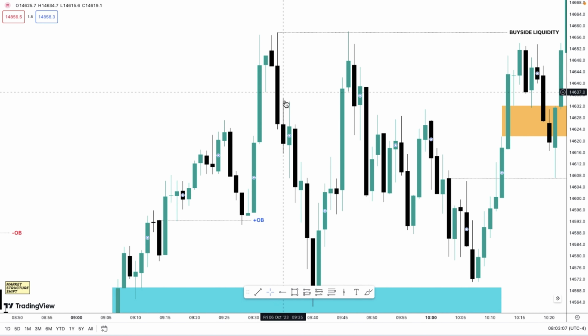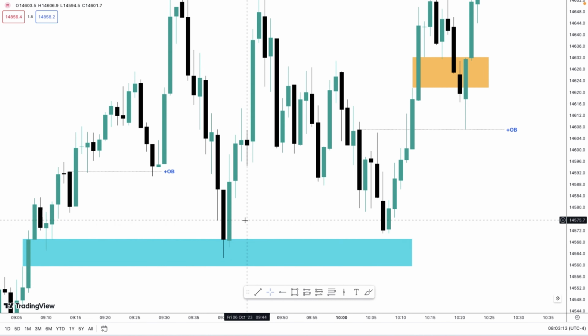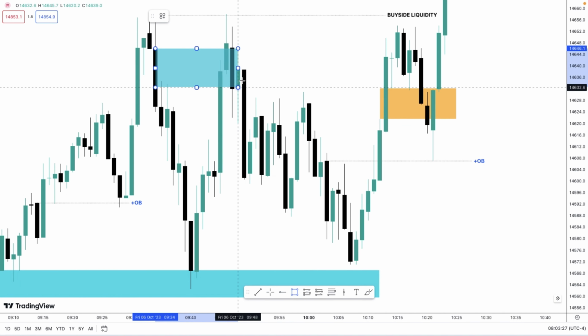They leave a high there. They come back, find support at this fair value gap, this old fair value gap. They find support there. Look at the body staying above the fair value gap. Then they go back to the high one more time. The bodies are obviously staying within this fair value gap here.